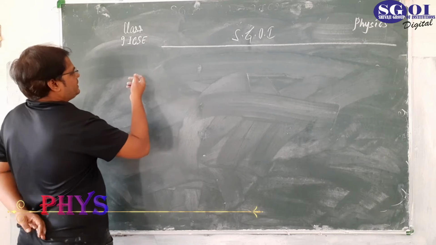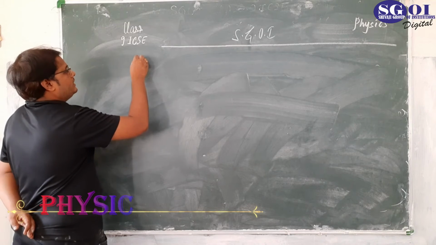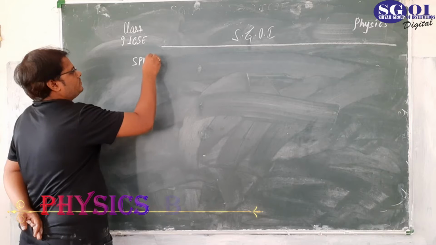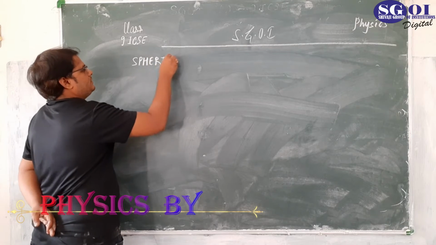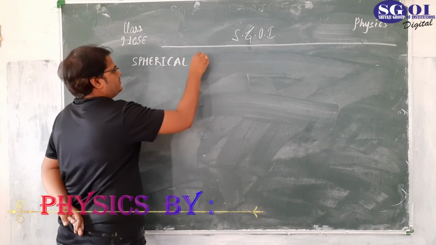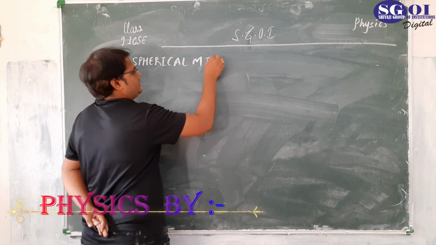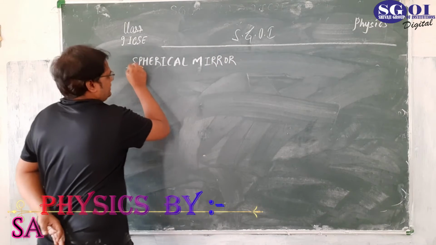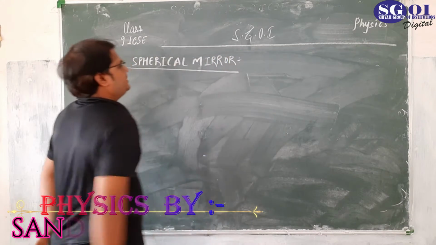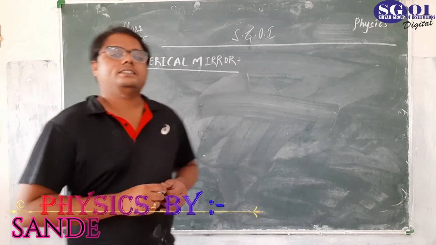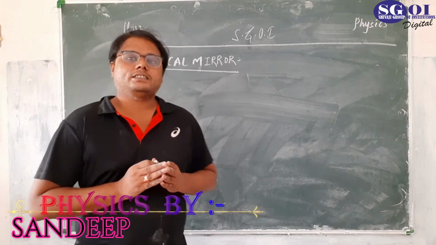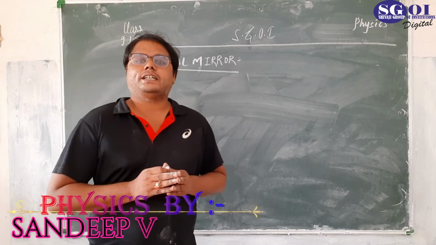Welcome back to your physics class again, and today our topic is spherical mirror. We have already studied about plane mirror. Now next in line is spherical mirror. Basically, spherical mirror is part of a glass sphere with one side polished.